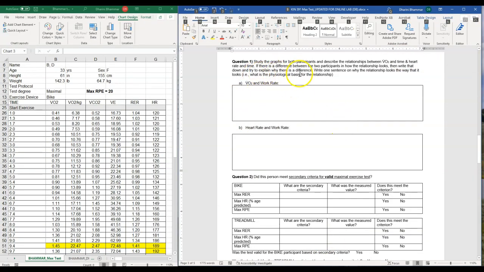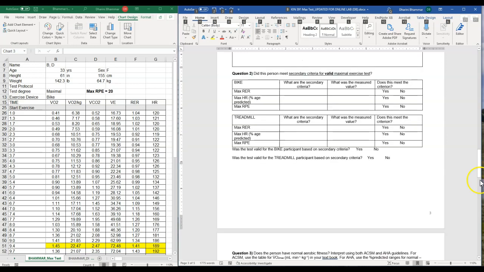You'll have to figure out why there is a relationship, whatever you see for work rate and VO2 and heart rate and work rate. I know you're plotting time, but it says work rate over here. You have to figure out that as you increase time on an incremental exercise test, you're also increasing work. Whether you're on a bike or a treadmill, the longer the test goes, the harder it becomes to exercise.